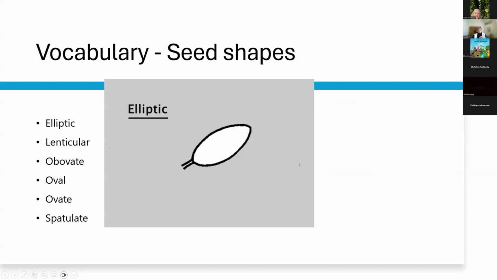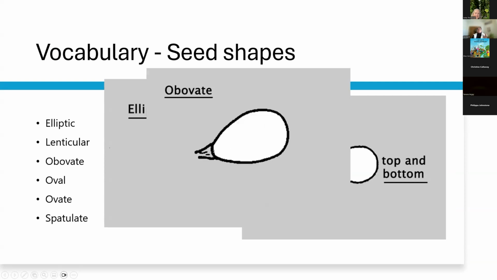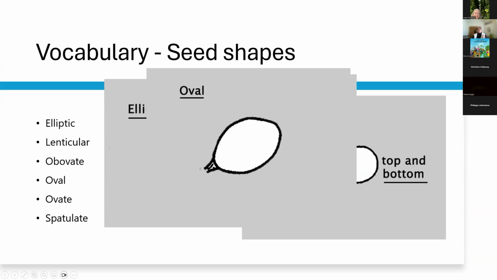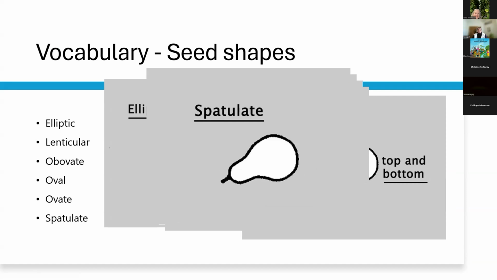And so, we have seeds that are elliptic in shape, lenticular in shape, obovate. So an upside, I guess the pointy end of the egg is attached to the plant. An oval seed shape, an ovate seed shape. So that's the opposite, where the wide end of the egg is attached to the plant, or spatulate, for example. So this is how we begin to separate and identify one seed from another.